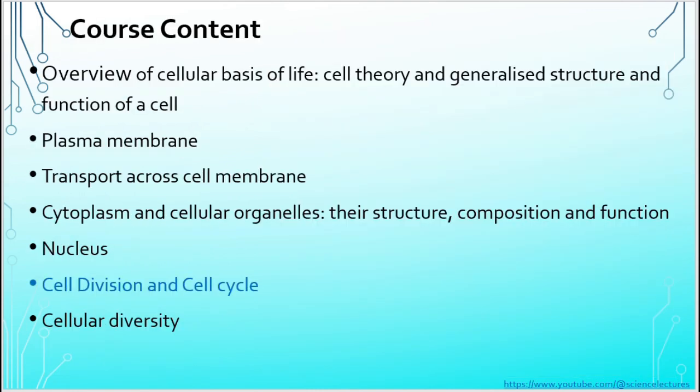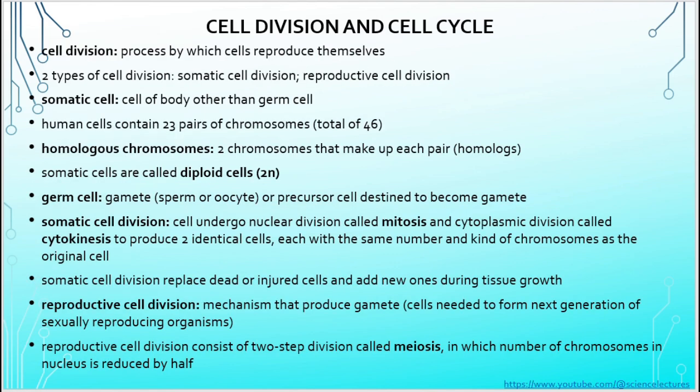So this talk about genes, chromatids, and chromosomes brings us to the next section of our discussion, cell division, the cell cycle. Most cells of the human body undergo cell division, the process by which cells reproduce themselves. The two types of cell division, somatic cell division and reproductive cell division, accomplish different goals for the organism. A somatic cell is any cell of the body other than a germ cell.